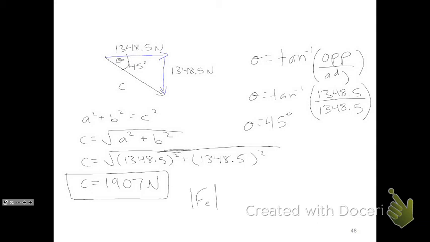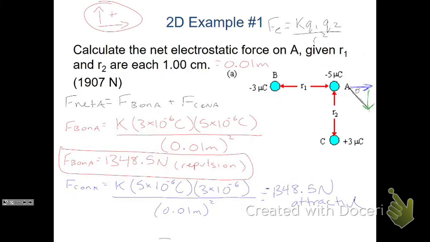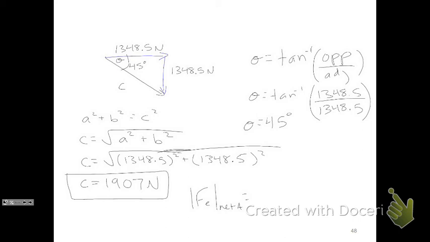Okay, so then we'll go F_E net on A is equal to, and how many sig digs did we have at the beginning? 1, 3. Well, technically, if you do it the same way that you did the other one, then it's 1. It's negative 5. Yeah, so 1907 newtons at 45 degrees east of south, or 45 degrees south of east.